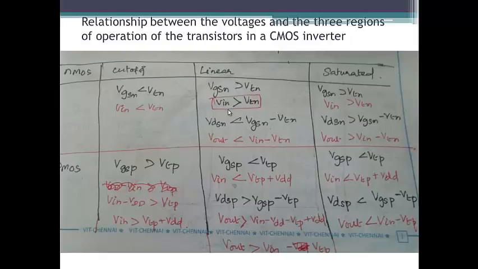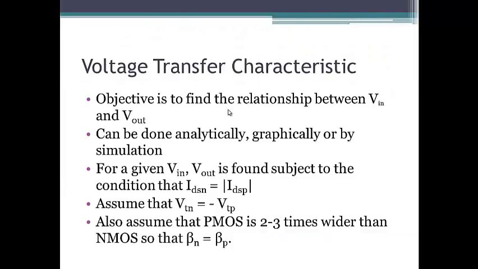Now, what is voltage transfer characteristics? Voltage transfer characteristics is nothing but the relationship between the Vin and Vout of a CMOS inverter. For any circuit, the relationship between Vin and Vout can be called the voltage transfer characteristics. So now our objective is to find this for the CMOS inverter. This can be done analytically, where you write equations and solve them, or graphically, or by simulation.